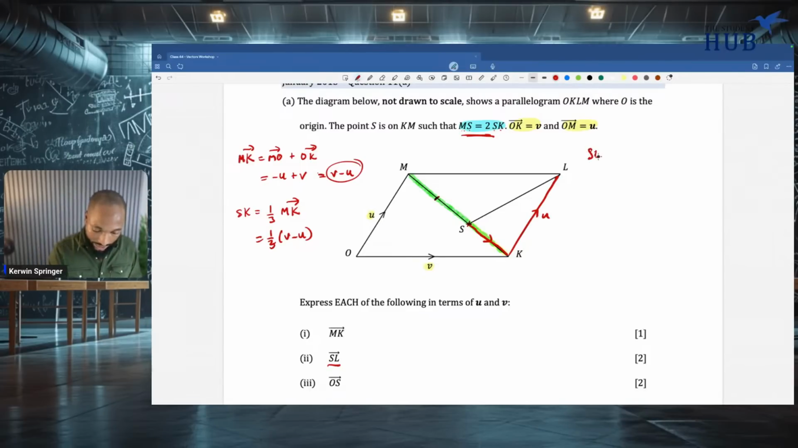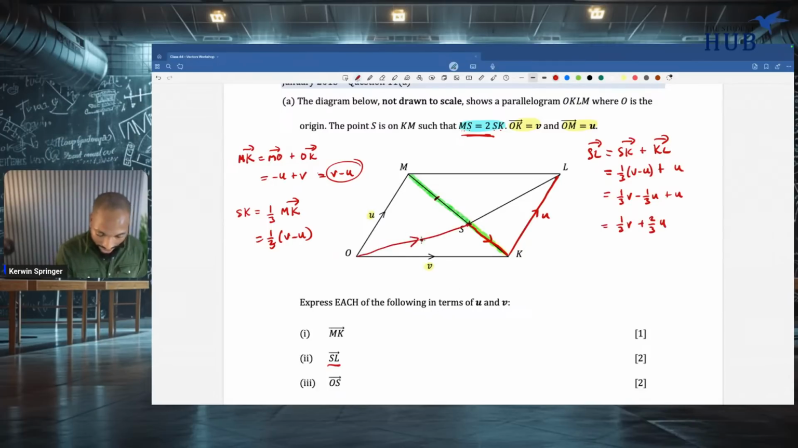So SL is really SK plus KL. It's just the fractions. That's why I need to practice it. The fractions are what throw people off in this all the time. V minus U, I substitute in. SK is really this, plus KL, which is just U. So this is 1/3 of V minus 1/3 of U plus U. 1 minus 1/3 is 2/3. So this is 1/3 of V plus 2/3 of U. And that's the answer.